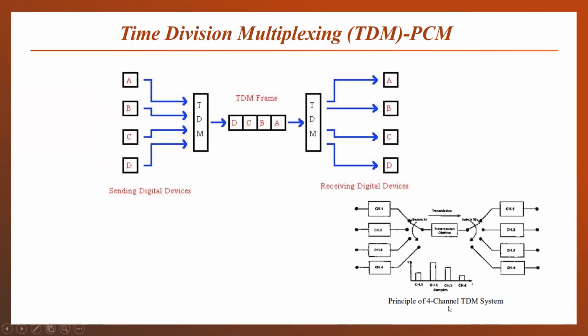This is the principle of a 4-channel TDM system. Channel 1, 2, 3, 4. And this is a switch. For the first time slot, the switch will be connected to channel 1. For the second time slot, the switch will be connected to channel 2. Similarly, for the 4 time slots, the switch will be connected to different channels. And similarly, at the receiver side, the switch position will change according to the time slots. And the time division multiplex signal is shown here.